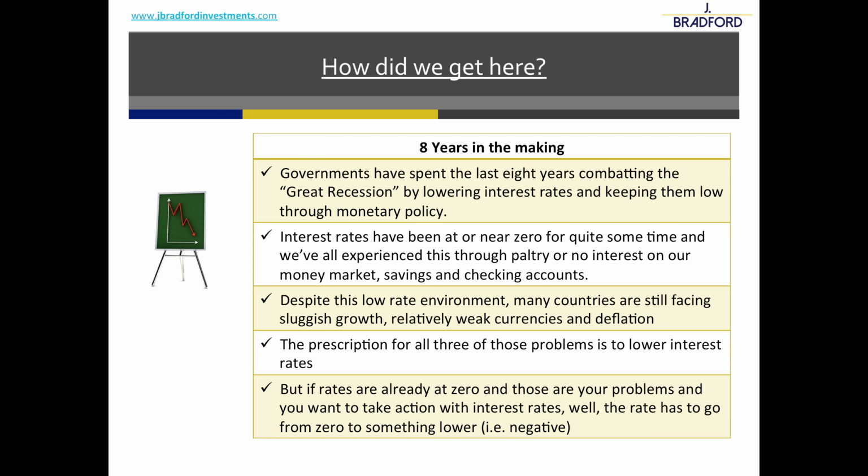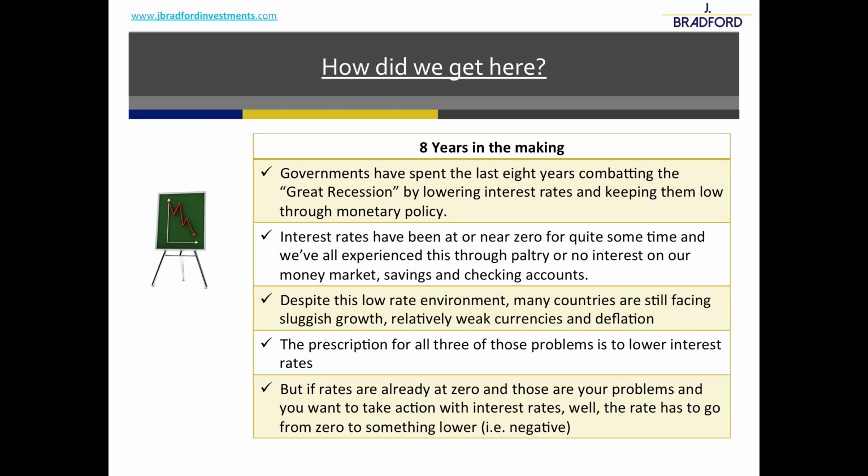Ever since the Great Recession and the global economic meltdown, governments have been trying to combat their slow growth by lowering interest rates and keeping them low through policies like quantitative easing and other monetary policy. Interest rates have been at or near zero for quite some time. We've all experienced that through the very low interest rate that we're getting on our money markets, checking accounts, and savings accounts. In some cases, it's a tenth or a hundredth of a percent, or there might not be any interest on the account at all. That's from this generally very low interest rate environment that is pervasive across the world.